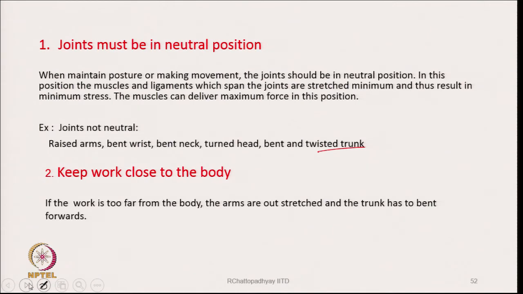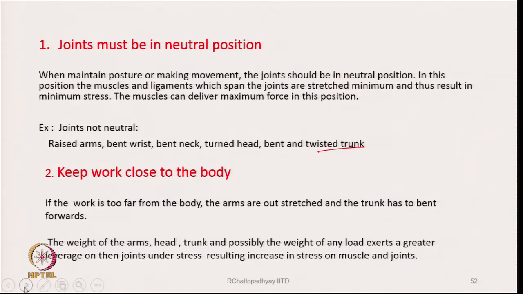Keep the work close to the body. If the work is too far from the body, the arms are outstretched and the trunk has to bend forward. This is not desirable, because the person's posture is going to be very strenuous in nature. The weight of the arms, head, trunk and possibly the weight of any load exerts a greater leverage on the joints under stress, resulting in increased stress on muscles and joints.